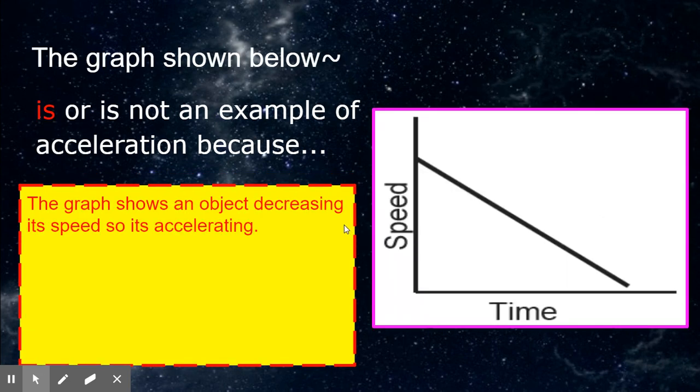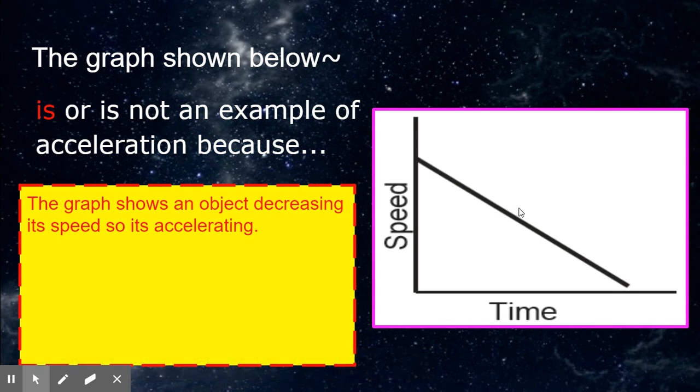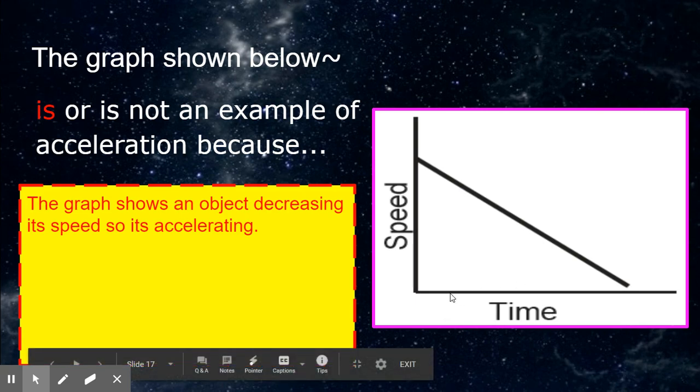The graph below is an example of acceleration because the graph shows an object decreasing its speed, so it's accelerating. So if you look at your x-axis and your y-axis, here you know that speed as you go up would increase, but look at your line graph, it's going downward. So we are decreasing speed over time.